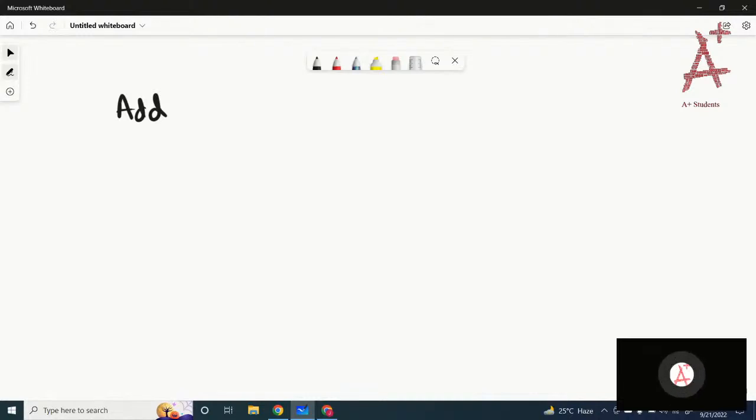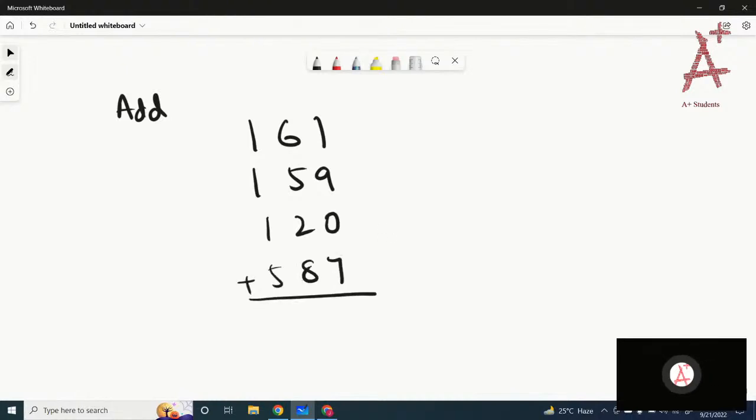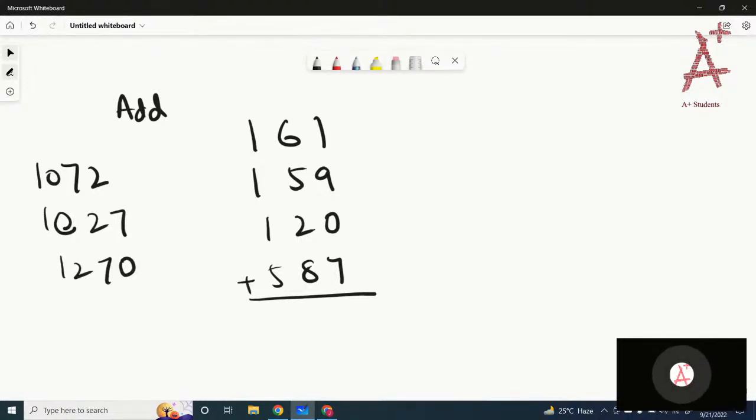Okay, start with the test. The first one is we have to add. The numbers are 161, 159, 120, and 587. Also let me write the options, the correct option. The options given below: 1072, 1027, and then 1270. Okay, start adding from the ones digit.